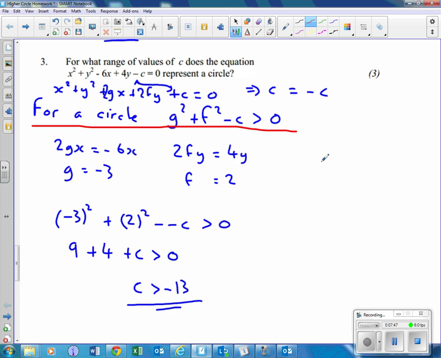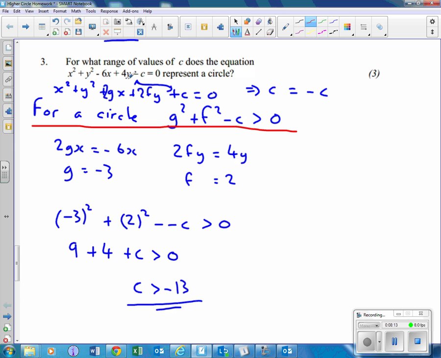Because that comes from the fact that the radius is given by the square root of g squared plus f squared minus c. So that value that you're square rooting there has to be greater than 0. If it was 0, you'd have a radius of 0, which is essentially a point. If it was less than 0, to find the radius, you'd be trying to square root a negative number, which you can't do.